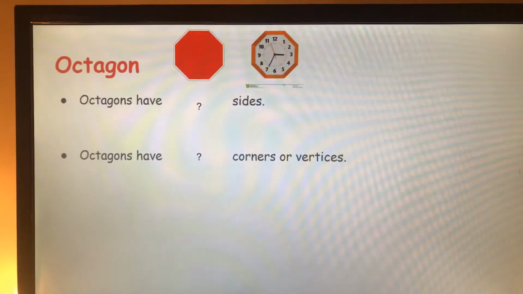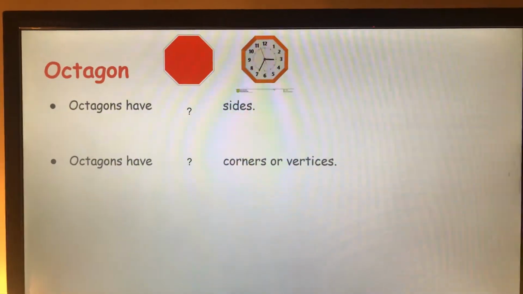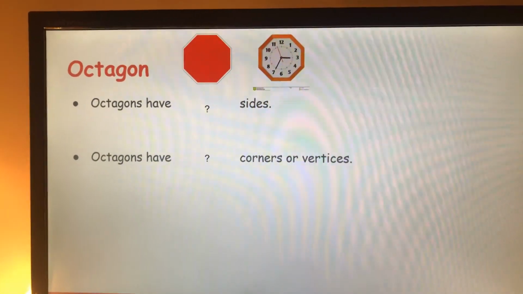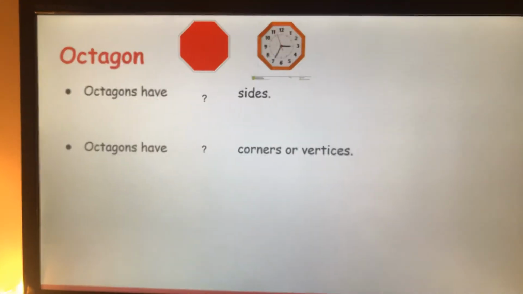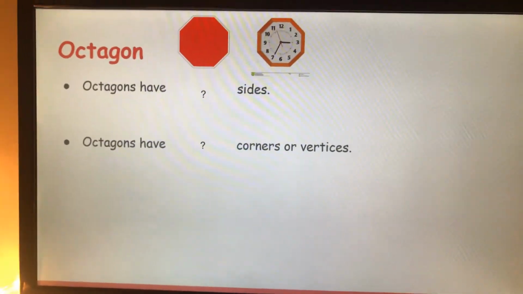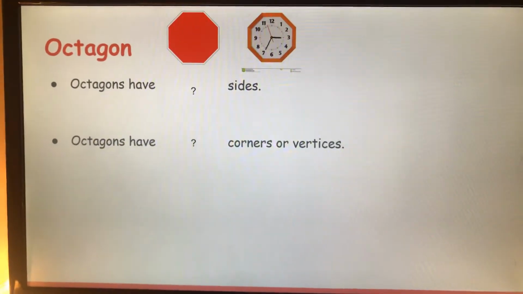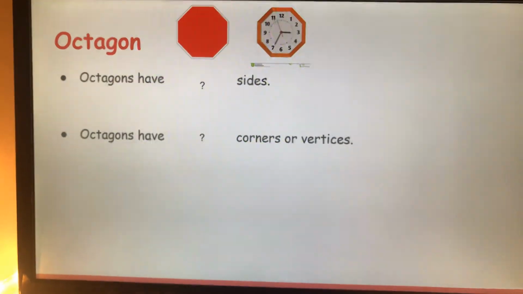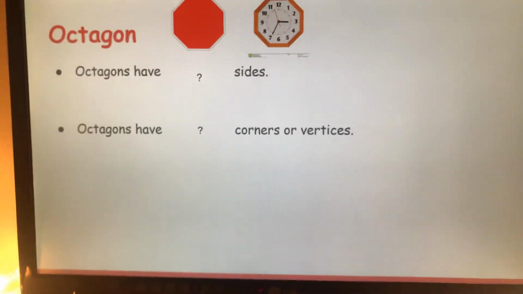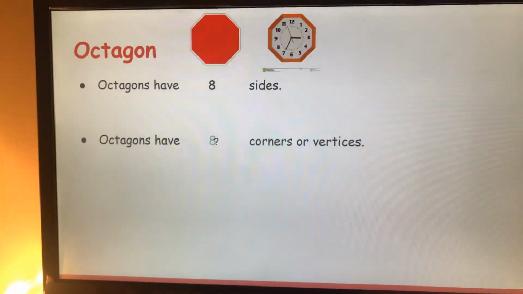6. An octagon. Well, this is easy to remember because octagon sounds like what animal that lives in the ocean? Sounds like a octopus. So octagon, octopus. Octopus has 8 tentacles, and an octagon has 8 sides and 8 vertices.